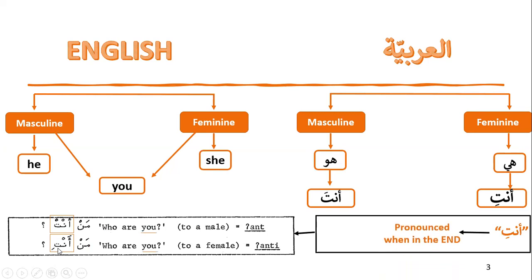Wait a second, let me fix this. Anta, which is masculine you, is pronounced in the end as ant with a sukun. But anti remains anti. The female version remains as it is.